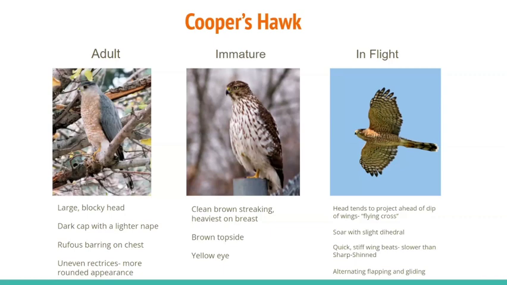So in flight, I like to think of Cooper's as a flying cross. Instead of their head disappearing into the dip of their wings, their head actually extends a little bit further than that dip. They actually soar with a slight dihedral, and instead of having those light, snappy wing beats, theirs are a lot stiffer and slower. And of course, as the Sharp-shinned did, they also alternate between flapping and gliding.